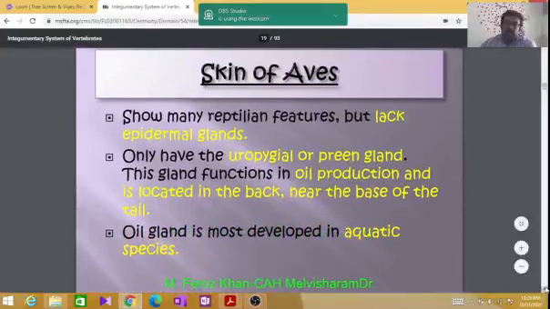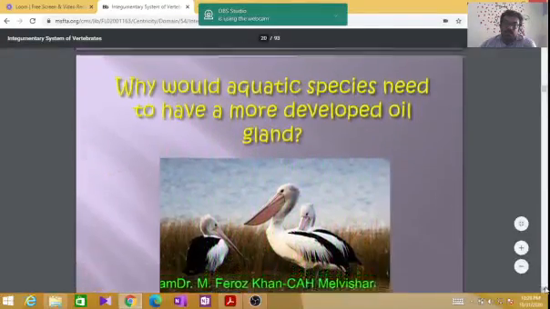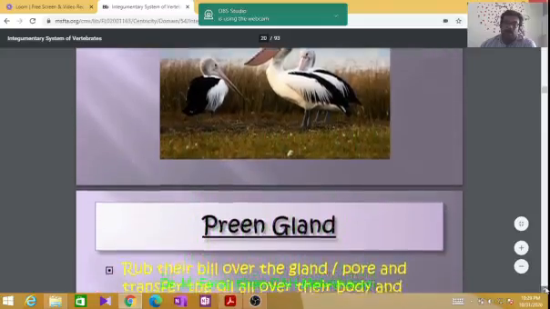Then come the birds. These aves show many reptilian features but lack epidermal glands. Only they have a uropygial or preen gland. This gland functions for oil production and is located at the back near the base of the tail. Most oil glands are well developed in aquatic bird species. See, they have a well developed preen gland.